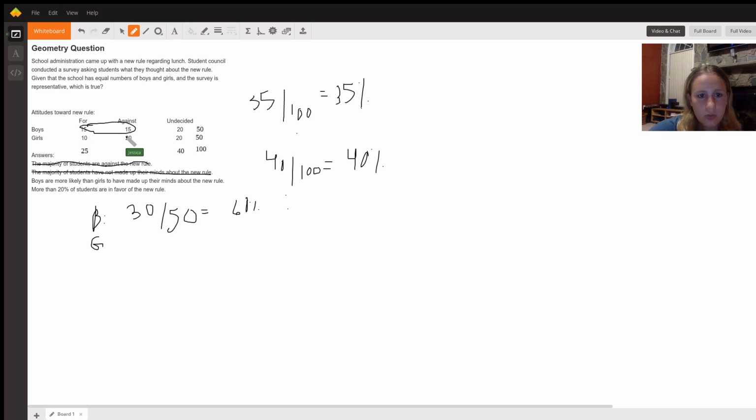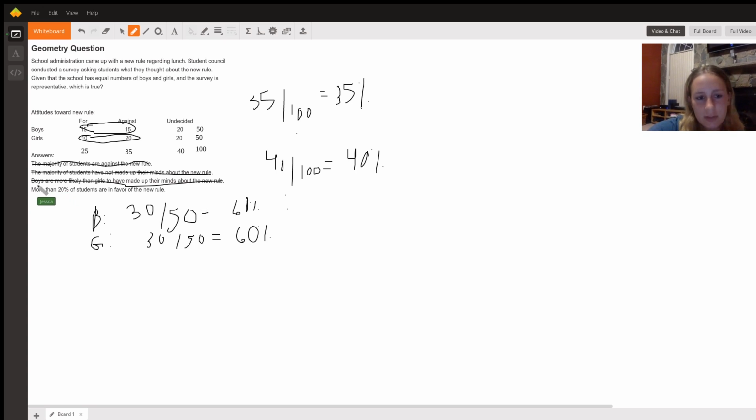So 10 plus 20 is 30. So 30 of the 50 girls are either for or against. They are not undecided. 30 out of 50, which is 60%, which means that an equal percentage of boys and girls have made up their minds about this rule. So it is not true that boys are more likely than girls to have made up their minds about the new rule, because there's an equal percentage of boys and girls who have made up their minds.